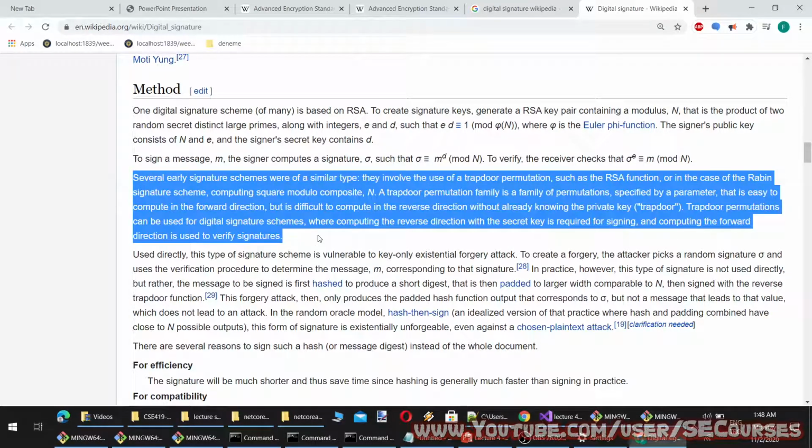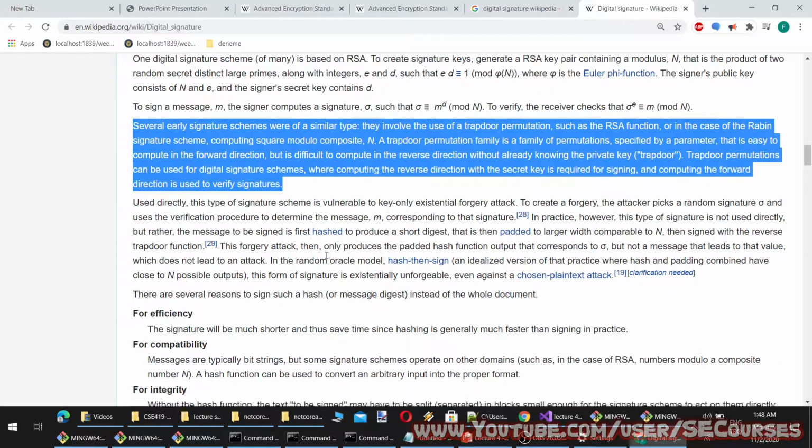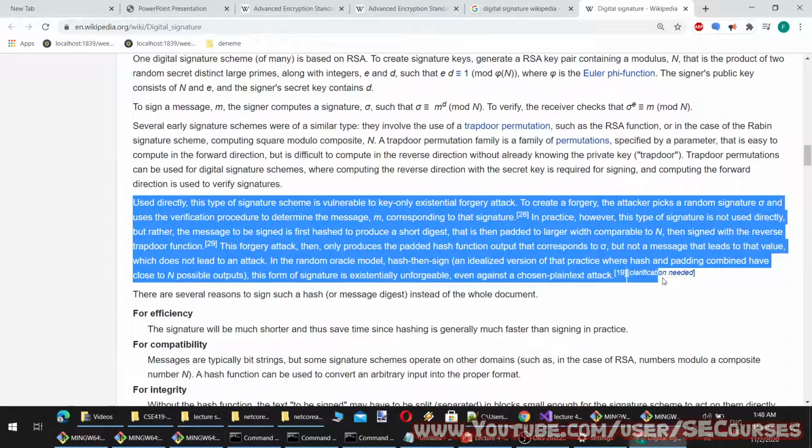Several early signature schemes were of a similar type. They involve the use of a trapdoor permutation, such as the RSA function, or in the case of the Rabin signature scheme, computing squares modulo composite n. A trapdoor permutation family is a family of permutations, specified by a parameter, that is easy to compute in the forward direction, but is difficult to compute in the reverse direction without already knowing the private key, the trapdoor. Trapdoor permutations can be used for digital signature schemes, where computing the reverse direction with the secret key is required for signing, and computing the forward direction is used to verify signatures.